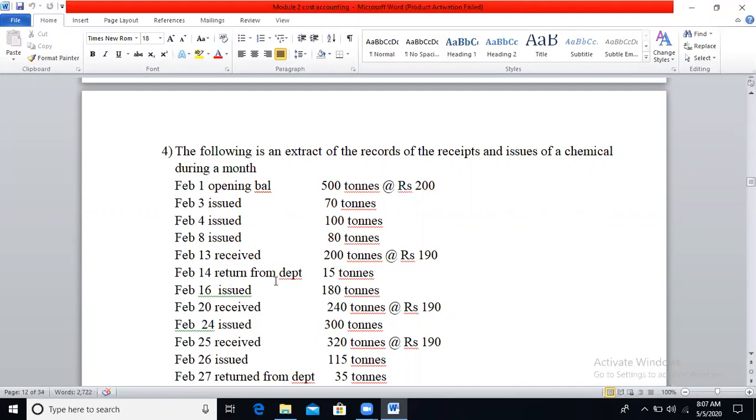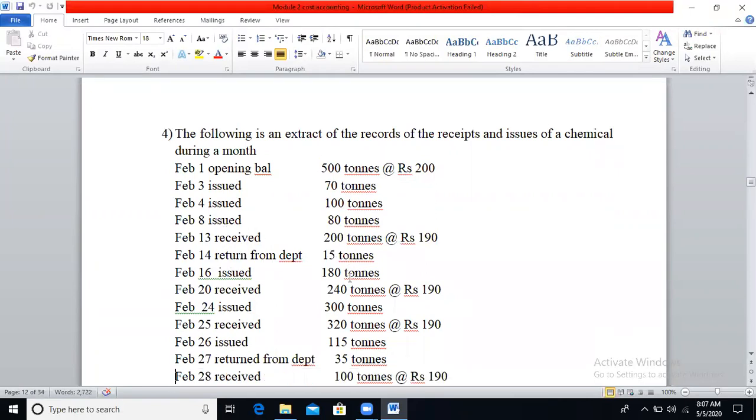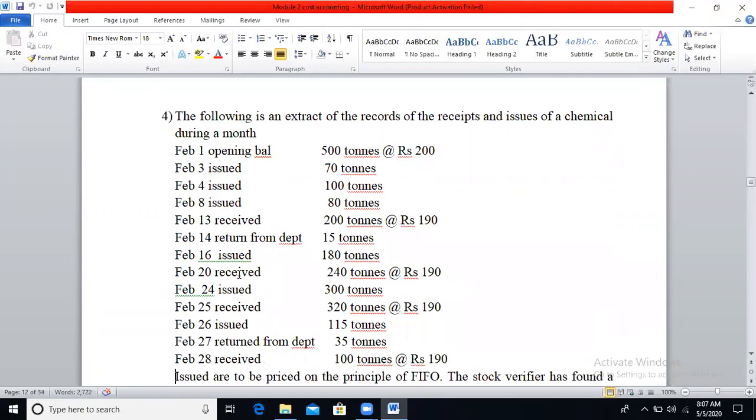February 14th return from department. So return is considered as a receipt only, 15 tons. February 16th issued 180 tons. February 20th received 240 tons at rupees 190. February 24th issued 300 tons. February 25th received 320 tons at rupees 190. February 26th issued 115 tons. February 27th returned from department 35 tons. February 28th received 100 tons at rupees 190.